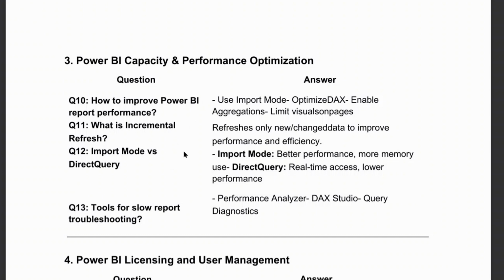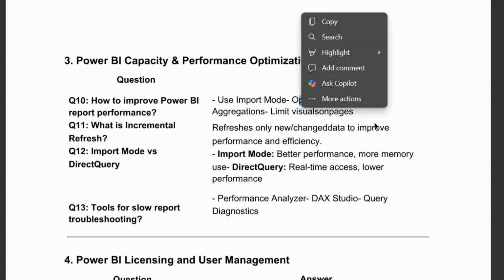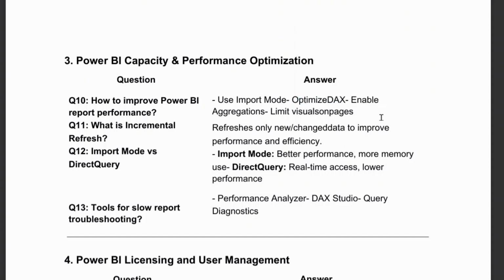So how to improve Power BI report performance? Power BI report performance can be improved by using import mode. When you use import mode, the visuals will load quickly compared to when you use direct query mode. Optimize the DAX. Optimizing DAX is really important if you want the report to be fast whenever you select any filter. Enable aggregations, limit visuals on page.